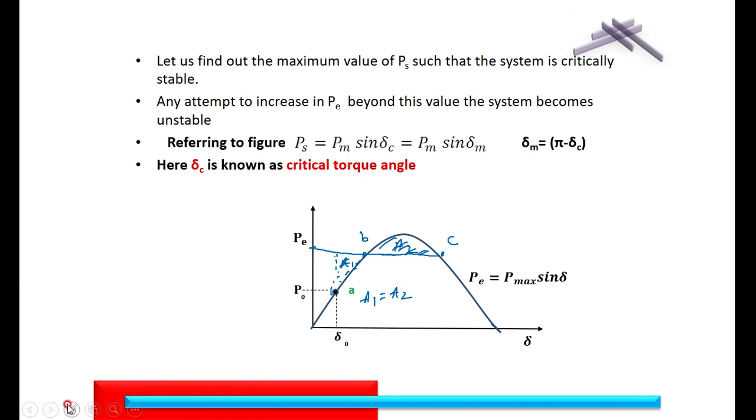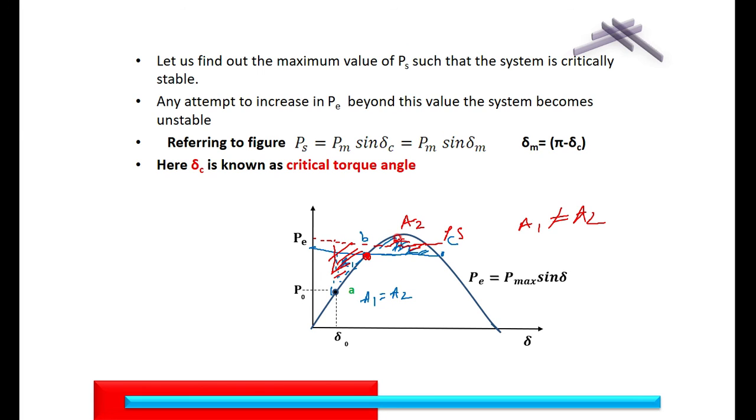Suppose you are increasing the output beyond this line, suppose I am increasing to this value as PS now. In that case, your decelerating area is this, whereas your accelerating area is this. Here A1 is not equal to A2, then the system is unstable. That is, it is a critical point where at this particular point both A1 and A2 are equal. If you go beyond this value, then the system is unstable.